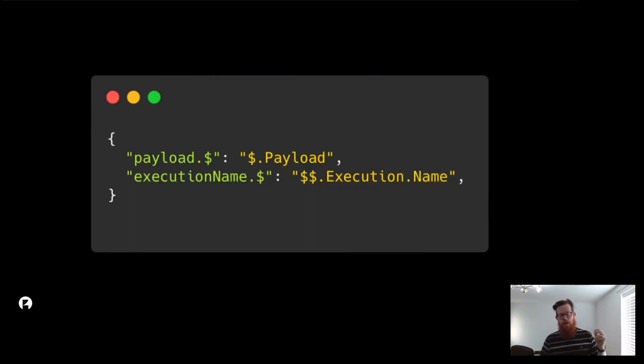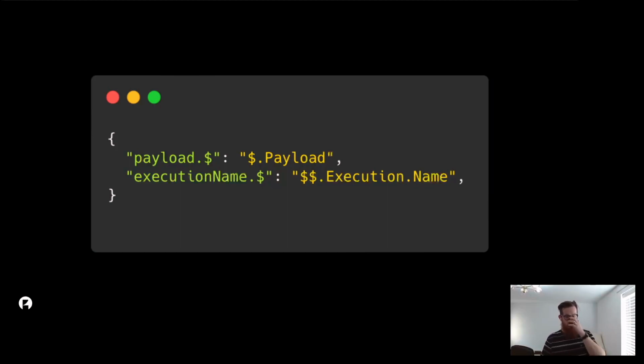Then whenever we pass our JSON payload into the Lambda functions that are invoked as part of a task, we include our payload as its own name field in the JSON, and then we include the execution name. And you can see the $$ notation being used for the execution name. That's just a way of accessing that context object, like I said.